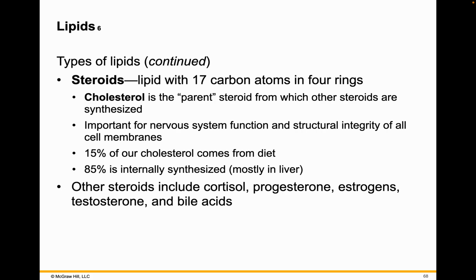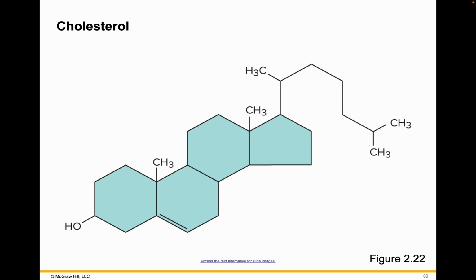Steroids are 17 carbon atoms in 4 rings. Cholesterol is what all the steroids are derived from. It's important for the nervous system function and for the structural integrity of cell membranes. We get about 15% of our cholesterol from diet, but about 85% of it is internally synthesized, and it's done in the liver. Other steroids would include cortisol, progesterone, estrogen, testosterone, and bile acids.